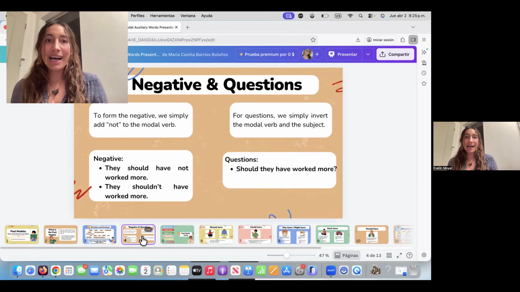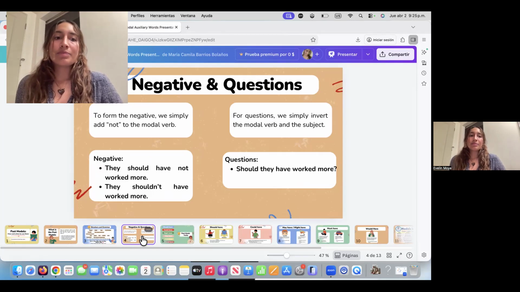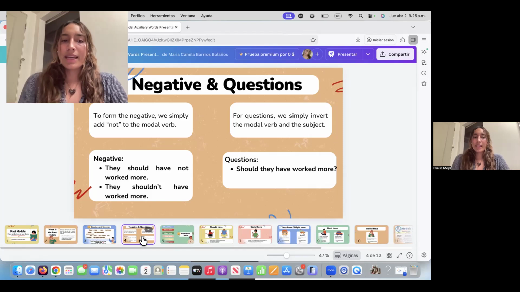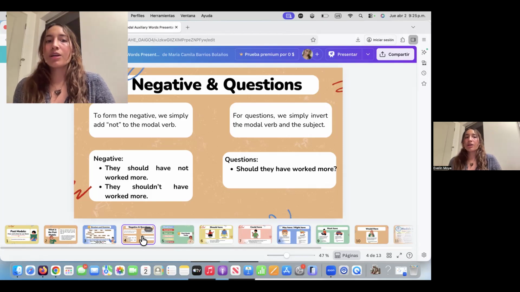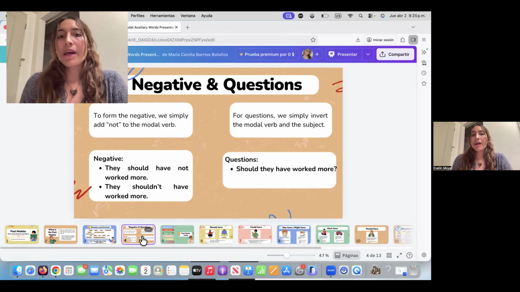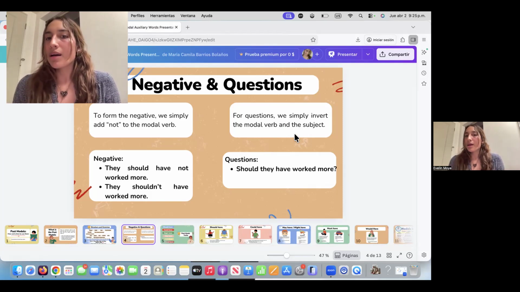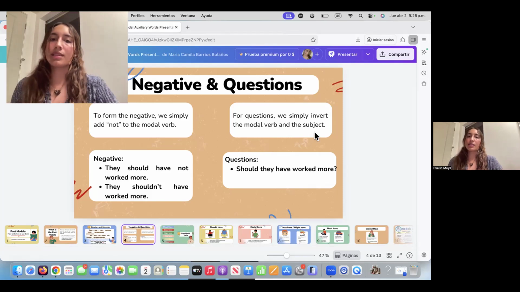Now we're going to analyze how to form negative and question sentences. For a negative sentence, we only add not to the modal verb, like they should not have worked more. In the construction, it looks like this: They shouldn't have worked more. And for the question sentence, we only invert the modal verb and the subject, like: Should they have worked more?